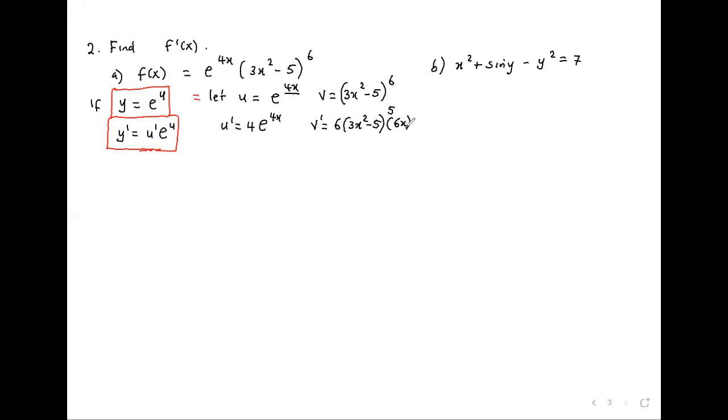Then, to find f prime, we have u prime v plus v prime u. U prime is 4 e to the power 4x. V is 3x squared minus 5 to the power 6. Plus v prime, 6 times 6 is 36x, 3x squared minus 5 to the power 5, multiplied by u. U is e to the power 4x.